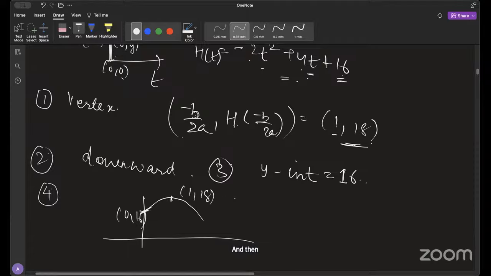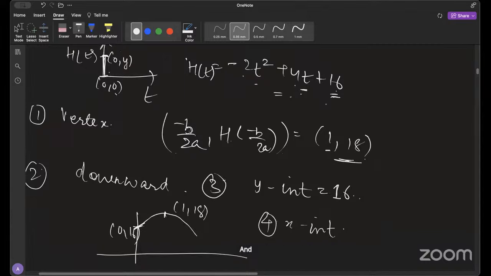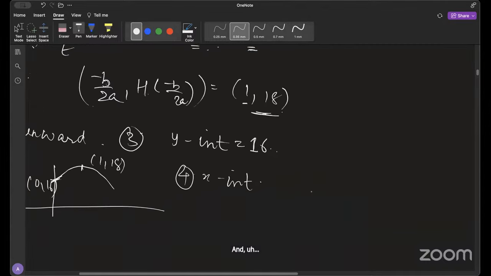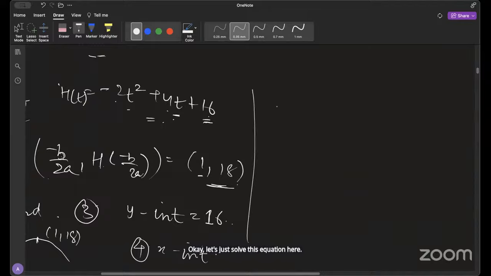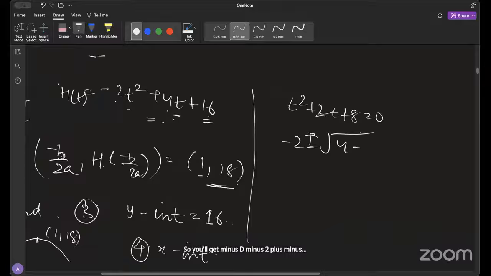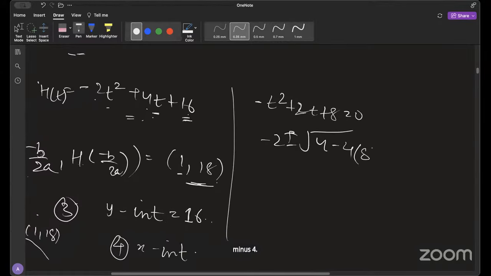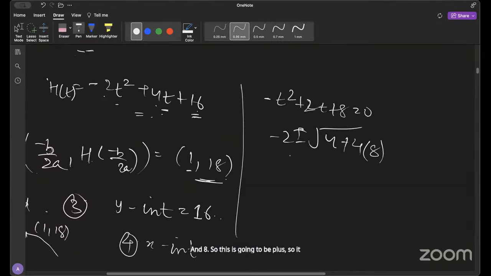And then we can find the x-intercepts too, actually. I don't know if they've been asked about in the question, but let's just find them too. So for x-intercepts, you need to solve this equation. Let's just solve this equation here. So this is t squared plus 2t, equivalent to solving this equation. So you'll get minus b, minus 2 plus minus the square root of 4 minus, okay, we've missed the sign here, minus t square, minus 4 and 8. So this is going to be plus. So it's 32, 36, divided by 2.